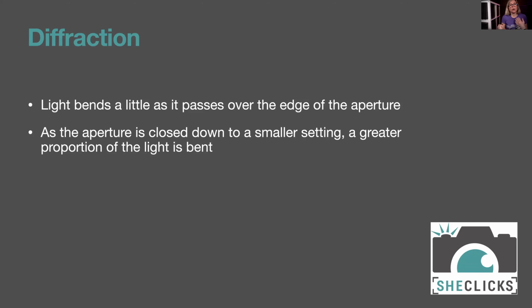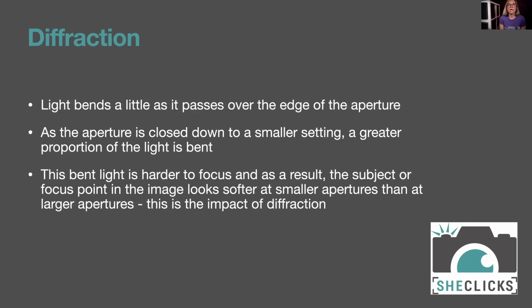And as you close down the aperture and make it smaller, obviously more of the light that is going into the lens is actually affected by the edge of the aperture. And that means more of that light is bending. The problem is that that bent light is harder to focus. And as a result, your image is actually a little bit softer at smaller apertures than it is at larger apertures. And this, in effect, is the impact of diffraction.